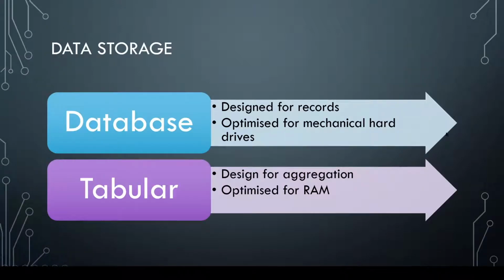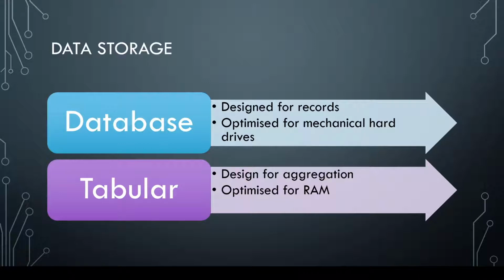So a database is obviously designed for records. It's also optimized for mechanical hard drives. Even in this day and age, traditional SQL databases are optimized for a mechanical hard drive. Who knew? That's the design. So records are thought of as a continuous set of data, and as much as possible, rows are stored together. All the columns in a row are stored together. It's a row that you're looking at.